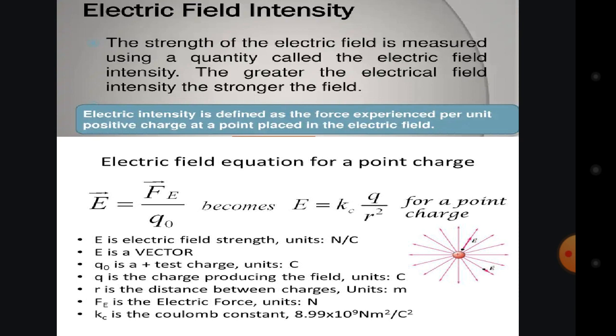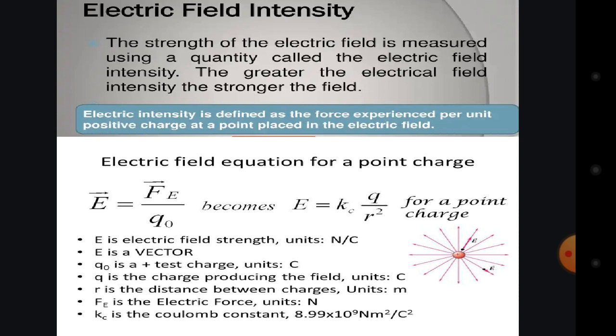So whenever we are talking about a point charge, that equation will change. You will just put the formula for the constant of proportionality k of Coulomb's law, the one we just explained, the constant of proportionality of that field. So normally the intensity is E is equal to kc, that is the constant of Coulomb's law, times Q divided by R squared.